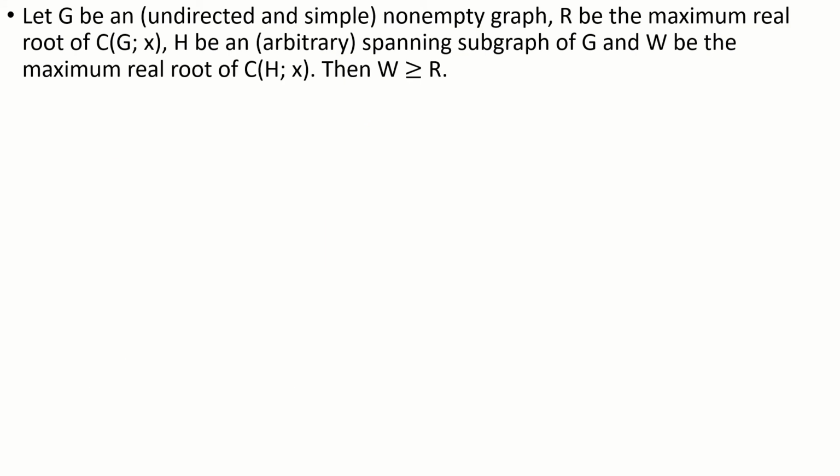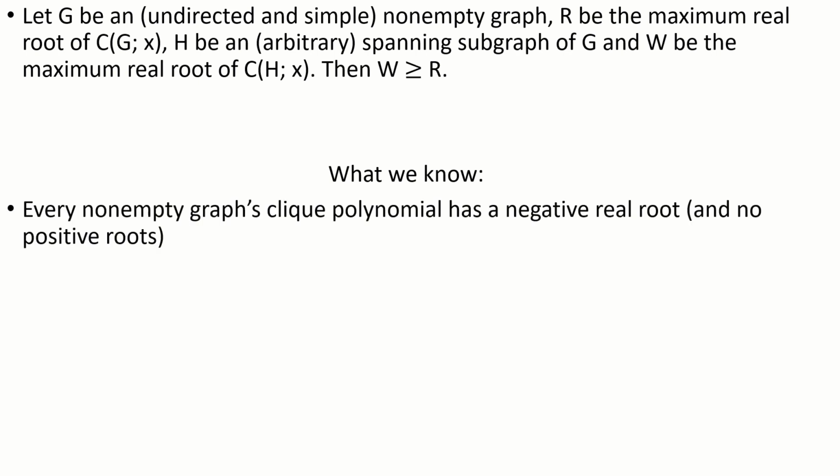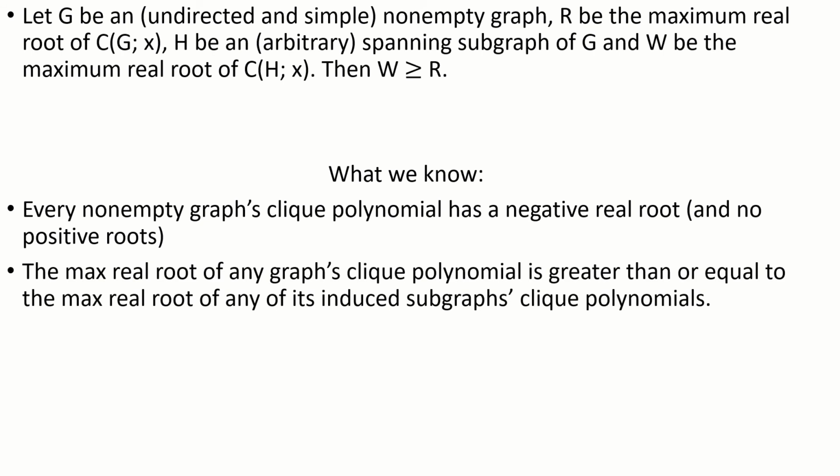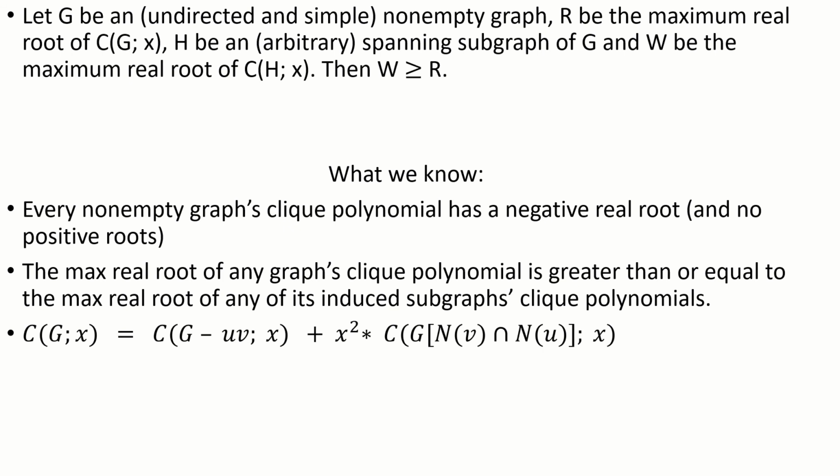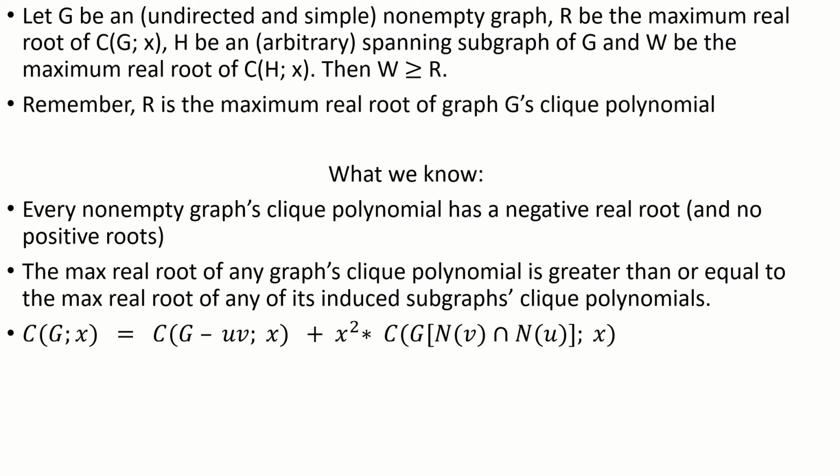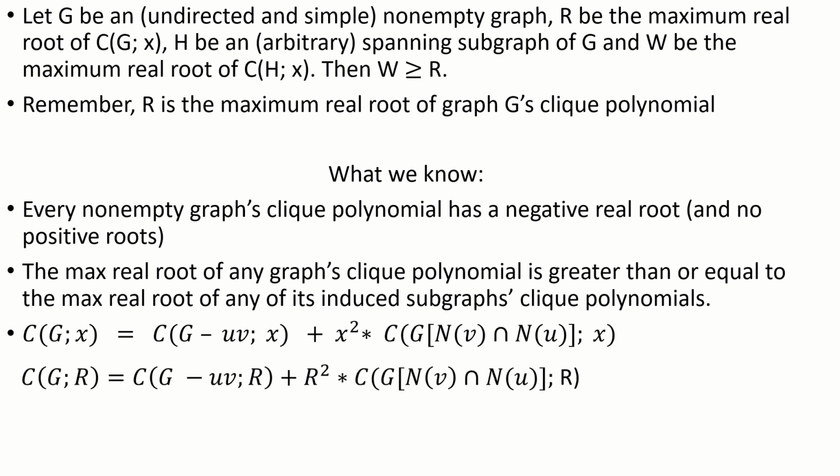Let's prove the theorem shown at the top of the screen now. From the theorem we proved earlier, we know that G's clique polynomial has at least one real root and that it is negative. We also know that the max real root of any graph's clique polynomial is greater than or equal to the max real root of any of its induced subgraphs' clique polynomials. We also know that this expression is true from my previous video. Now let R be the maximum real root of a graph G's clique polynomial. Then substitute R for x in our expression.